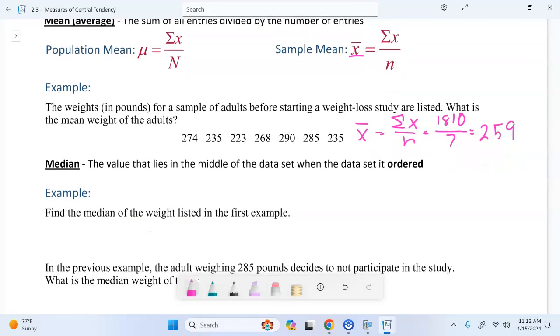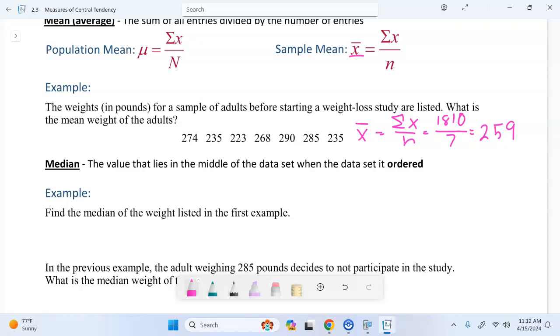Median is the value that's in the middle once our data is ordered. It has to be put in order first from least to greatest, and it's whatever data we have in the middle. So we want to take our first data set and find our median. We need to get it in order from least to greatest.